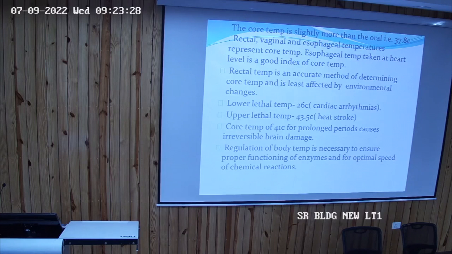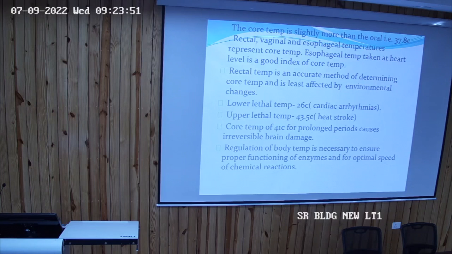Body temperature will be carried by the blood and that will be sensitized by the receptors. It is a homeostatic mechanism, so one has to have a reflex mechanism. Receptor has to be there, the integrating center has to be there, and the efferent pathway has to be there. Clear?